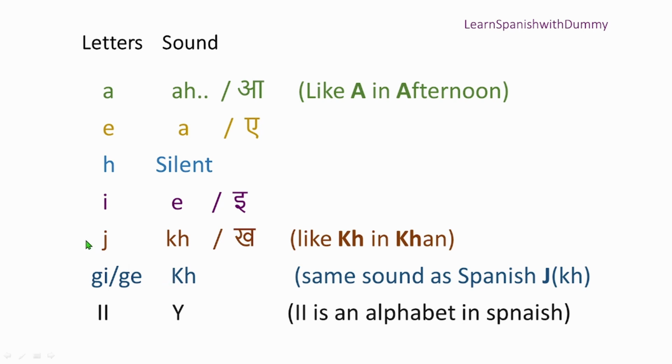Just like J. Now we come down here, double L. Double L is considered a particular alphabet in Spanish, and the sound of this double L is Y always. Whenever you see double L, it's Y, not L. Let's see some English word like yellow. We have double L there, and a Spaniard would say it yayo. I like yayo color.